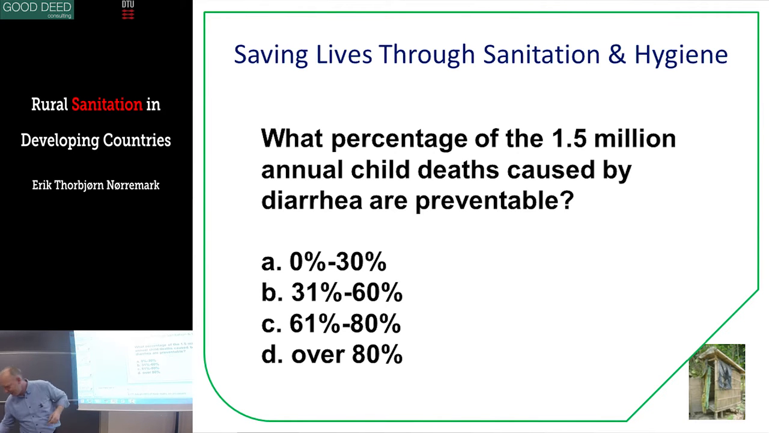Oh, to take the glasses. What does it say? 90%. Oh. In all the world? If you actually do the proper interventions, then 90% of the children dying from diarrhea now do not need to die. That's very nice. So we have to learn how to do the right thing.